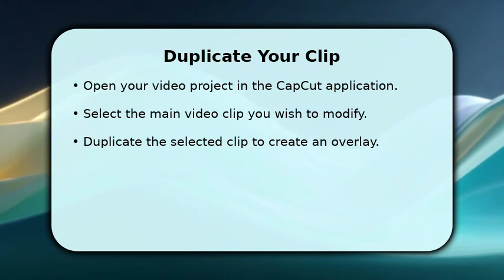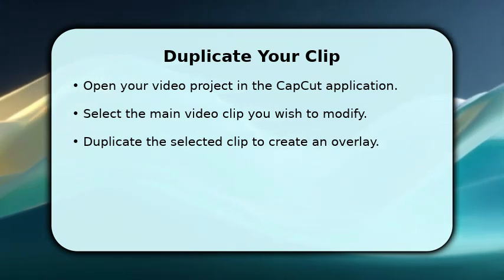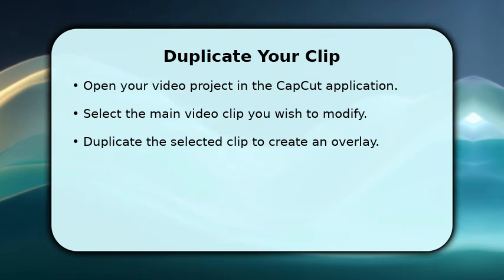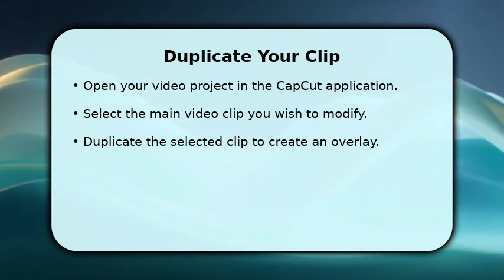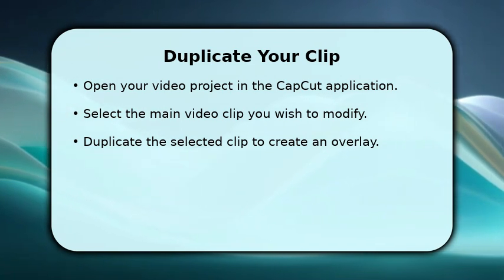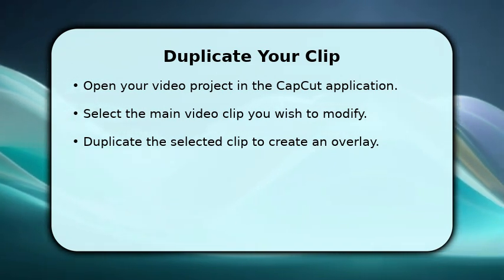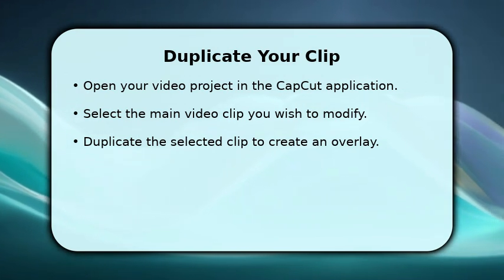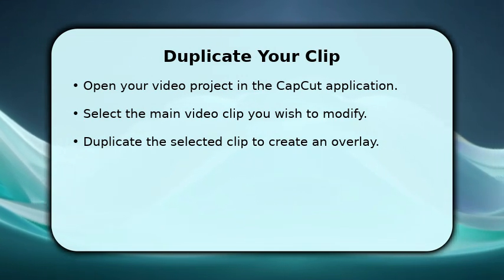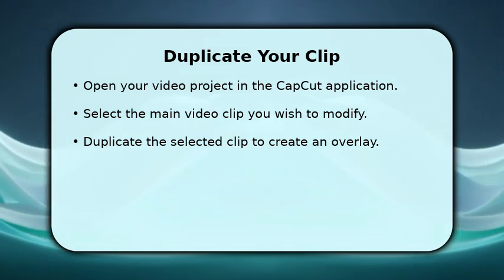To begin, open your Capcut project and select the video clip you want to apply the ghost effect to. Tap on the clip, then find the duplicate option, usually found in the editing toolbar. This creates an exact copy. Next, drag this new, duplicated clip directly above your original clip on the timeline. You should now have two identical clips stacked on top of each other, ready for the next step.